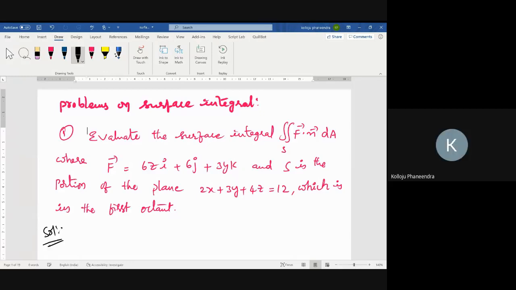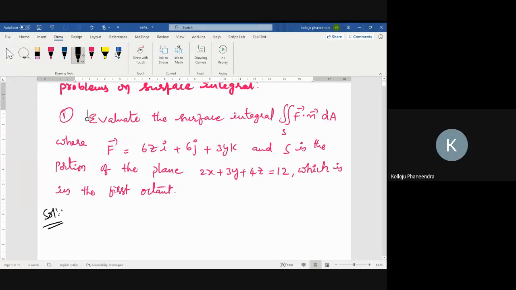Okay. Now this is surface integral. In place of dS, the notation dA is given. That's it. That is the difference. And see this problem. I have to evaluate this surface integral where vector f bar is given. And what is S? S is the portion of the plane, actually a surface, 2x plus 3y plus 4z equal to 12, which is in the first octant.